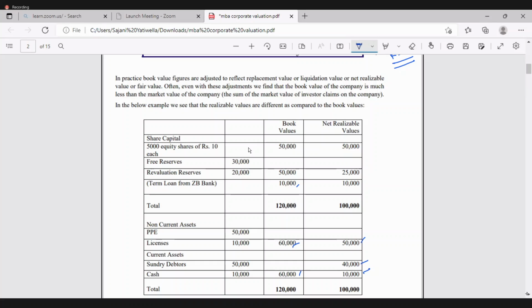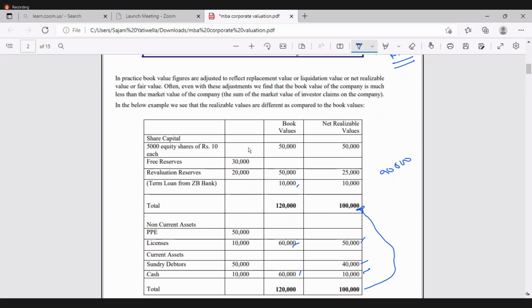We start from here, and then we observe their total liability side here, 100,000. Then term loans, long-term debt capital, 10,000. First we eliminate this 10,000, then the remaining value should be 90,000. Then from this 90,000, the equity shares, issued share capital here, 50,000.